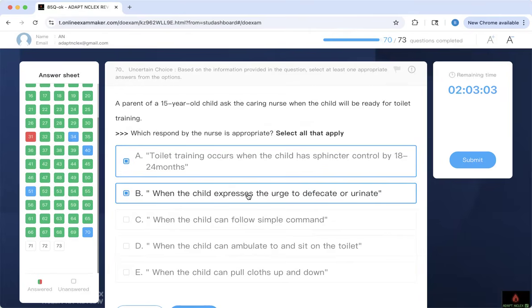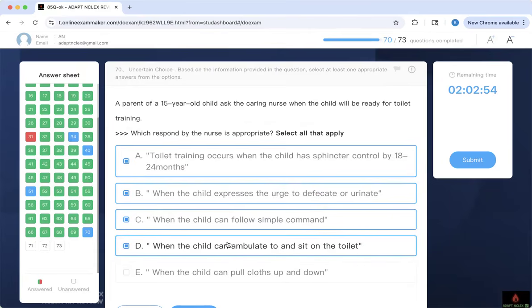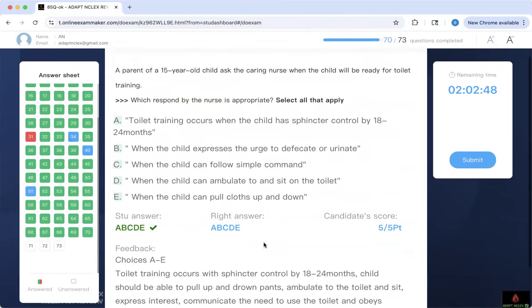If they can tell you that they want to go, that's good. If they can follow commands, you say, hey, go to the bathroom, they will do that. If they can ambulate to the bathroom, that's good. If they can put their pants down so that they don't poop on themselves, that's good. So that's what they give them.